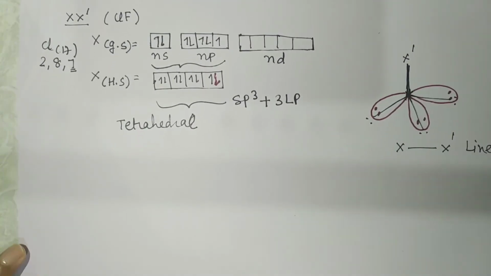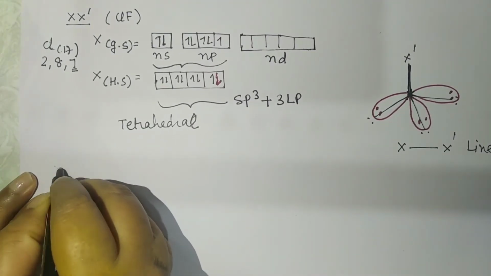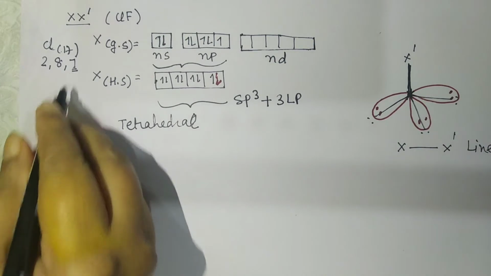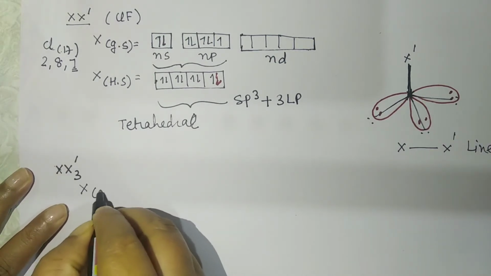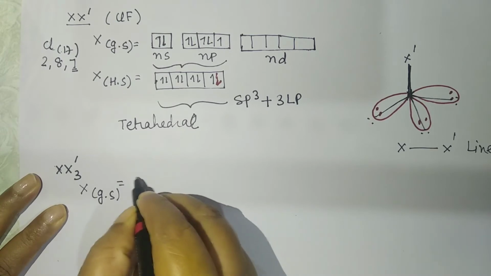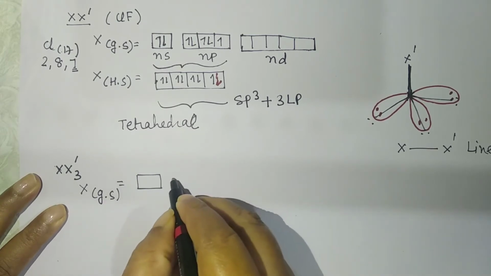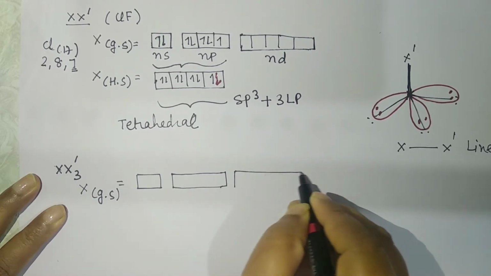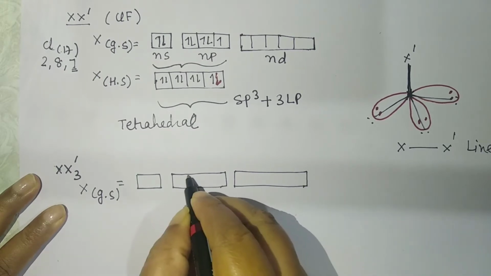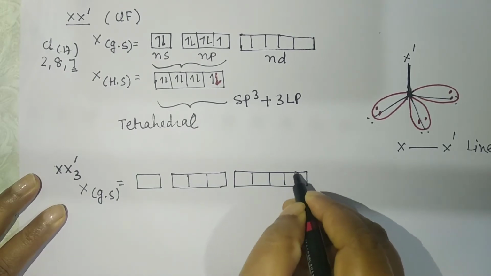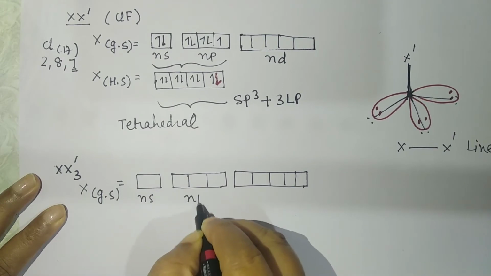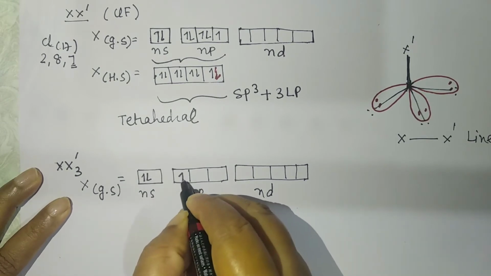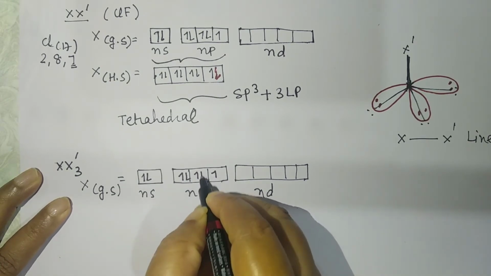Let us move on to the second interhalogen compound, and that is XX'3. Now, on the same basis, I will write X in the ground state. So let us draw this. Simultaneously, you can draw this, student. It will be a practice for you all. So if you see this, I'll again keep the d orbitals vacant here. So this is your ns, np and nd. Let us fill the electrons, 1, 2. You have to fill the electrons always following Hund's rule.